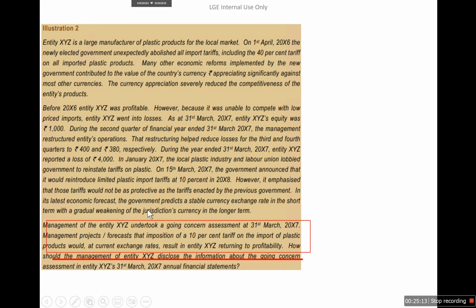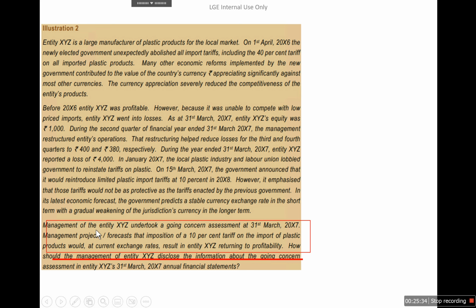However, it emphasized that those tariffs would not be as protective as the tariffs enacted by the previous government. In its latest economic forecast, the government predicts a stable currency exchange rate in short term with a gradual weakening of jurisdiction currency in the long term.